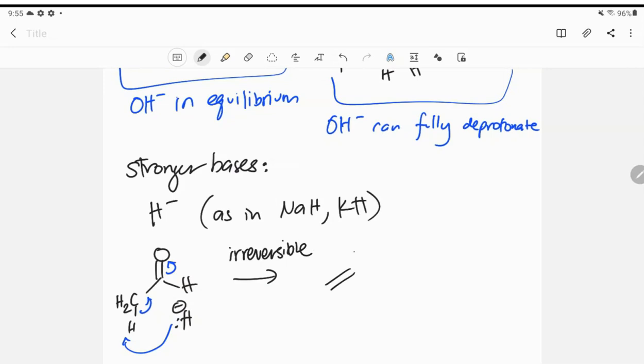We end up with the negative charge here. So we have 2 protons left on that side. This is irreversible because we make H2, H2 bubbles away, and it's gone. It has launched itself into outer space. So this is an irreversible transition. So if you used NaH, for example, you would have the sodium salt of what's called an enolate. We'll talk about that in a second.